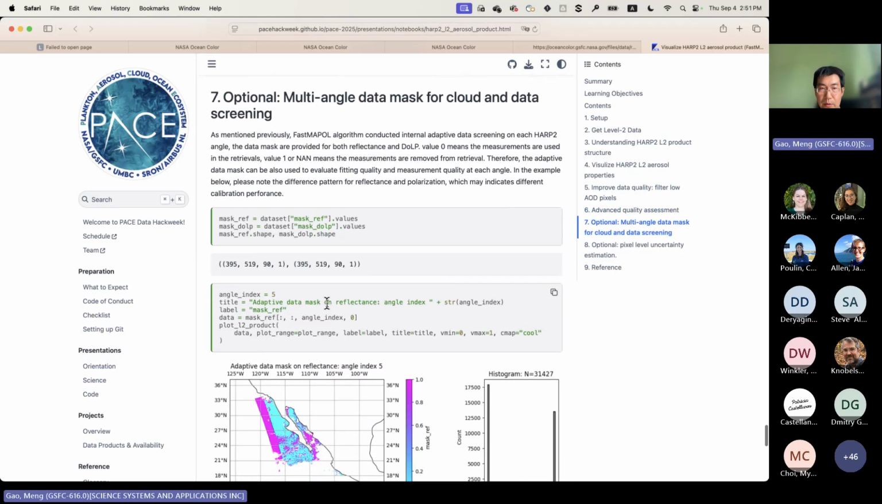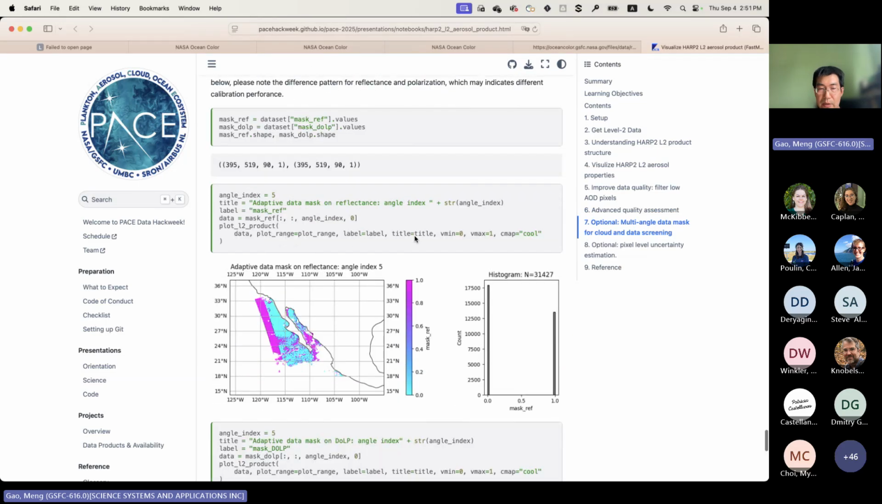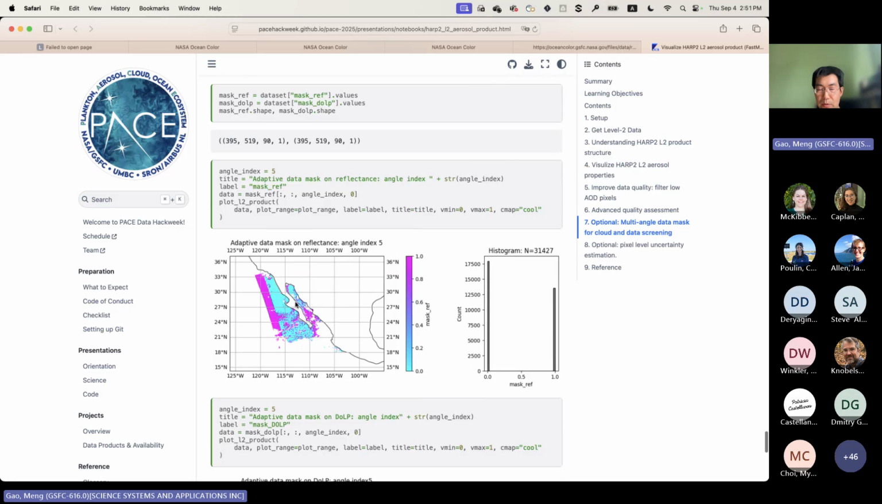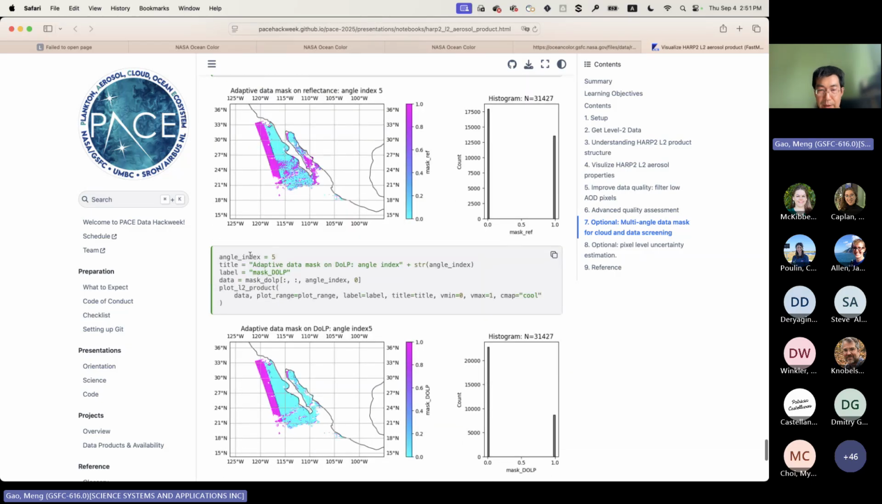And eventually, we can also look at the multi-angle data mask. If you're interested in the level 1 data itself, you can use this data mask to understand how the forward model can be used to fit the measurement, which may relate to the calibration of the measurement itself or other artifacts. We have that for the reflection and polarization parts, so you can play with different angles here.